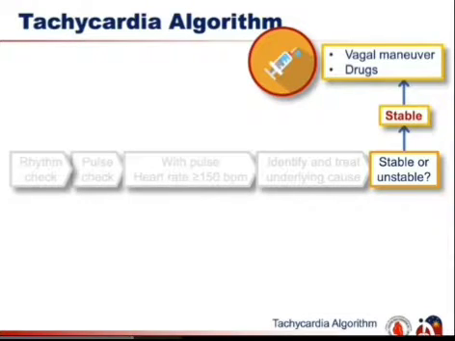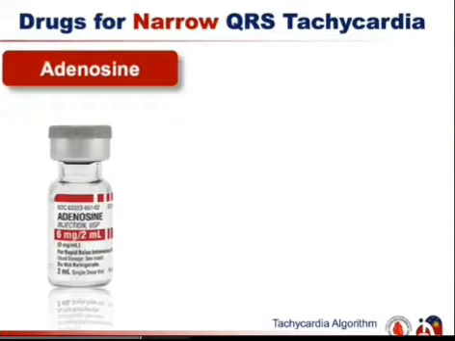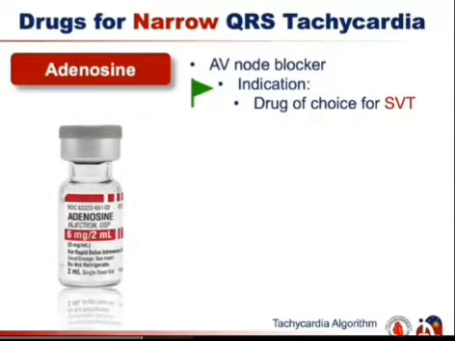Massaging the carotids may disrupt the plaque and may result in embolic stroke. Other stable tachyarrhythmias may respond to drug therapy. After administering any form of intervention, you have to check the rhythm again to see whether the arrhythmia was successfully converted or not. The next few slides will show the common drugs that we use for narrow QRS tachycardia.